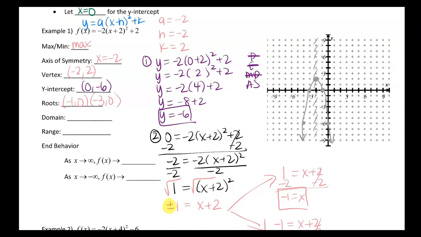Enya, if I was to label the domain for this, go ahead and finish your graph. If I was to label the domain for this, what would your domain be? All real numbers. What's the range? Start from the bottom of the graph. Where's the bottom of the graph going? And where's the top? 2. And that's a bracket.